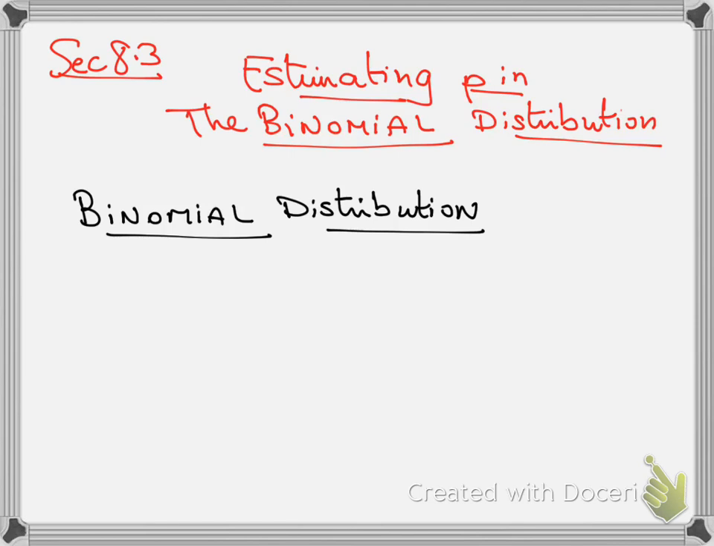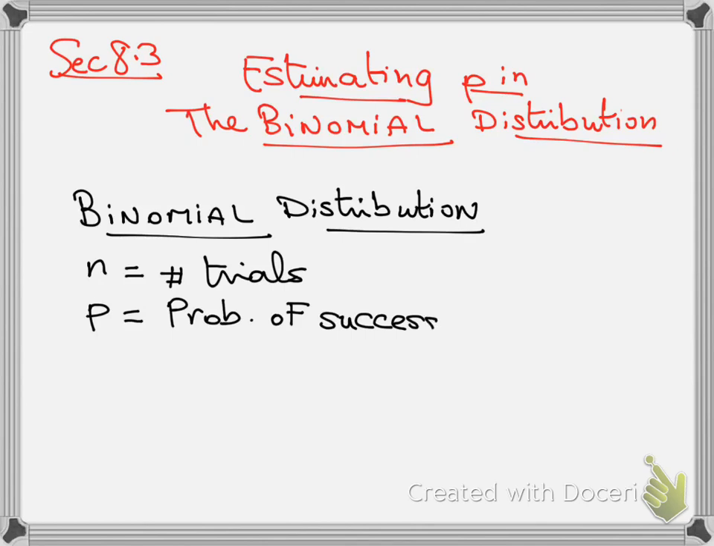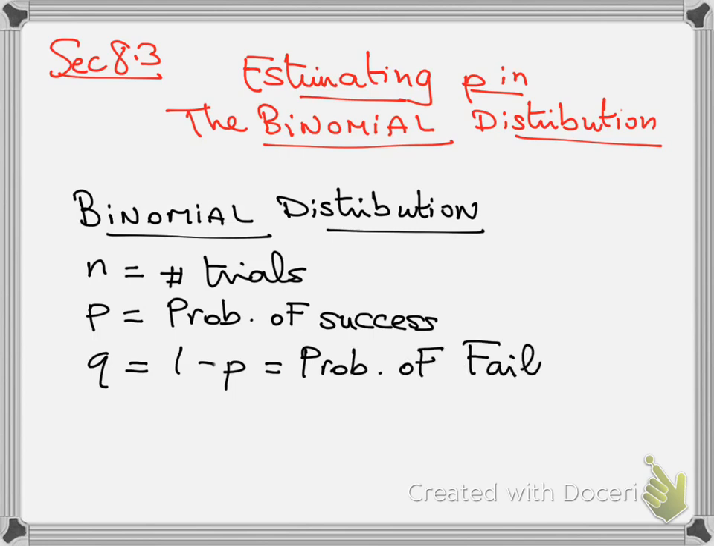In a binomial distribution, there are two possible outcomes, either success or failure. We have n, the number of trials, and p, the probability of success. Q, of course, is 1 minus p, the probability of failure. And R is the number of successes.